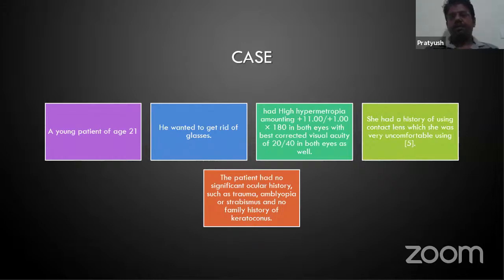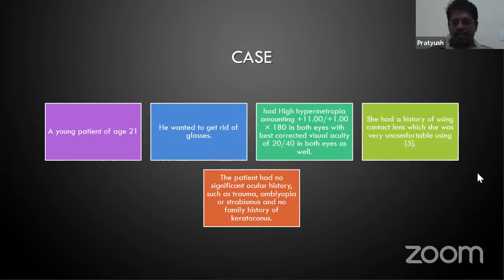This case was a very young patient, a female, at the age of 21. She wanted to get rid of her glasses. She had a very high hypermetropia of plus 11 diopter with plus 1 cylindrical in both eyes. And with the glasses, she has 6/9 vision, or you can say 20/40 vision, in both eyes.